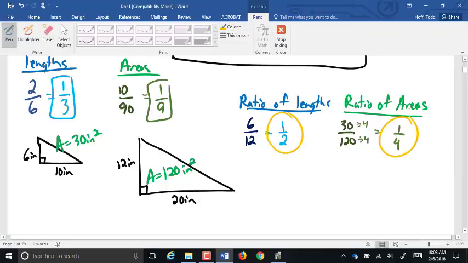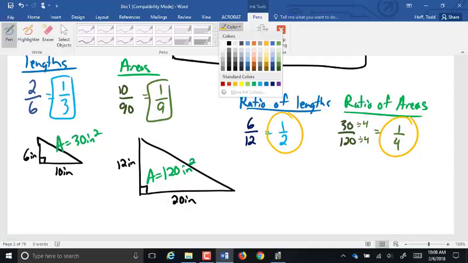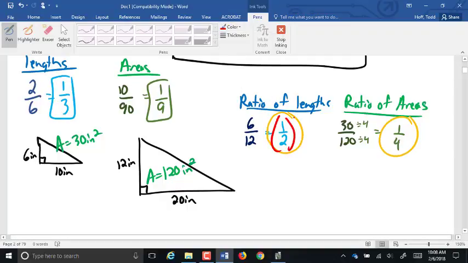There we go. To get from the ratio of lengths to the ratio of areas, we square it. To square a fraction, remember, you square the numerator. What's 1 squared? 1. And then we square the denominator. What's 2 squared? 4. So that gives us that 1/4. Same up here. We have a 1 to 3 ratio of lengths. 1 squared is 1. 3 squared is 9.